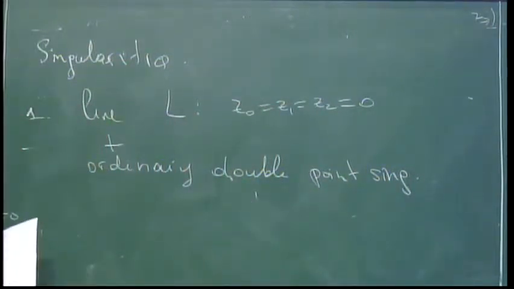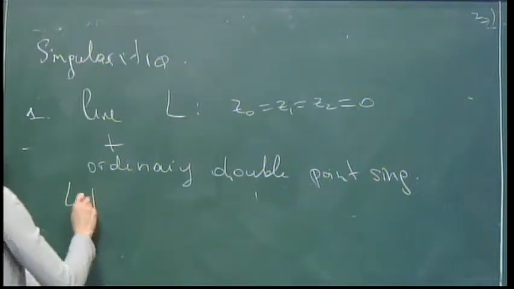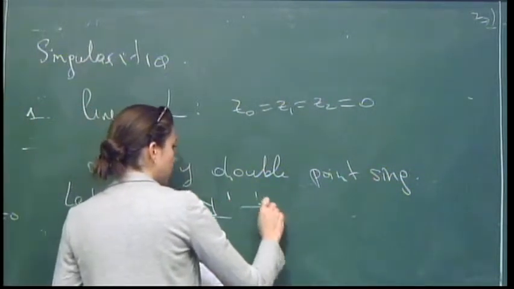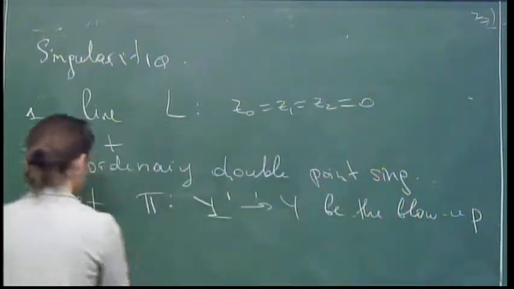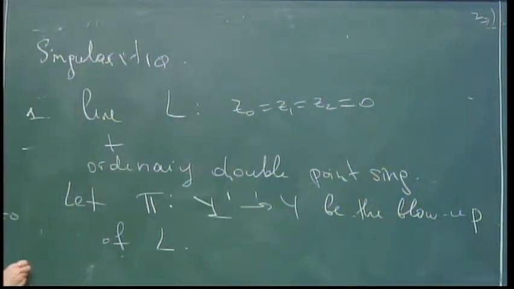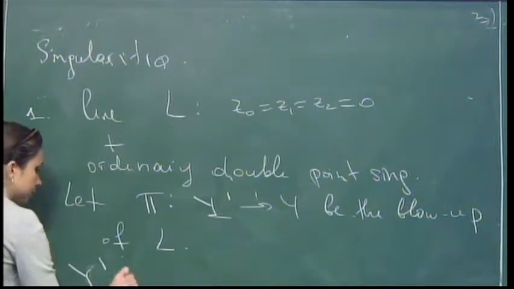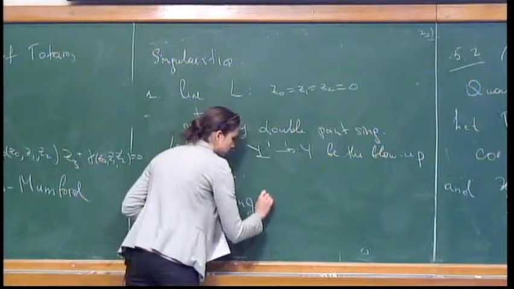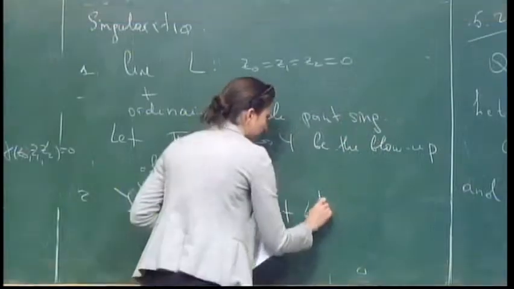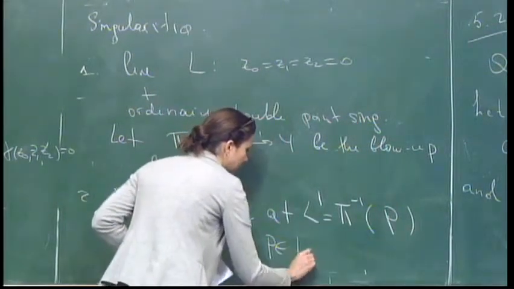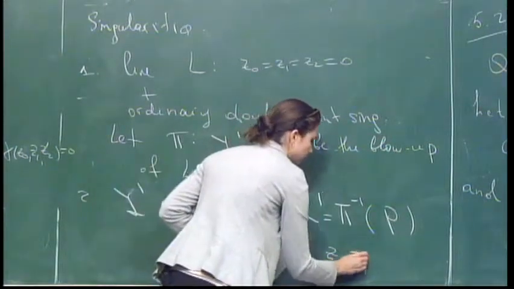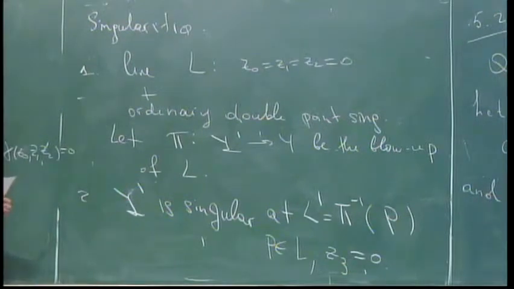Okay, so let's just try to blow up the line. Let p be the map obtained by blowing up L. Unfortunately, this is not the end, because Y prime is again singular at a line L prime, which is the p inverse of a point P, where P is a point of the line with coordinate Z3 equals 0. Okay, so we persist and blow up the second line.